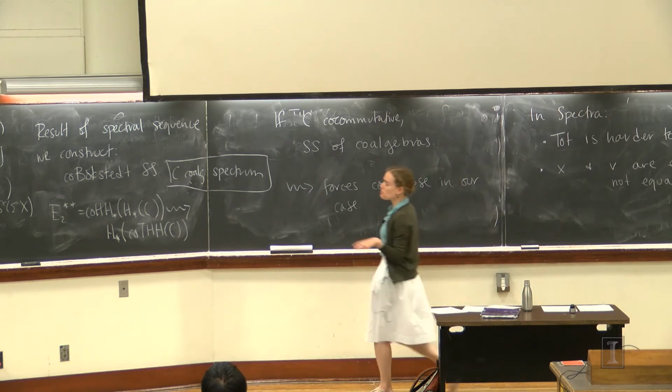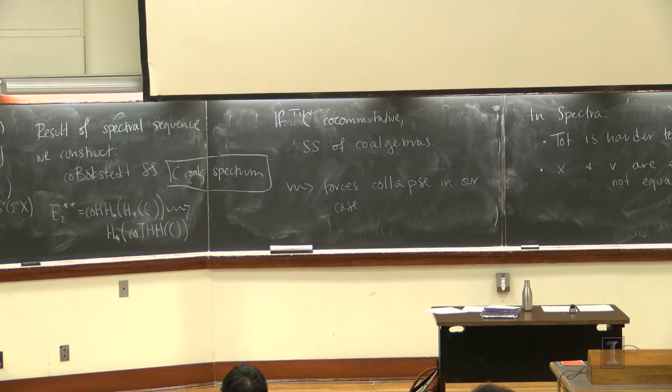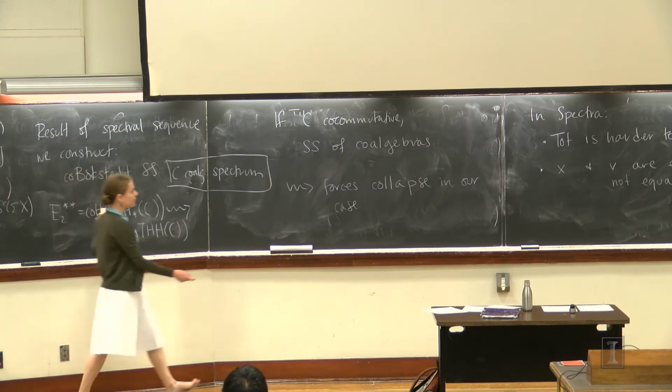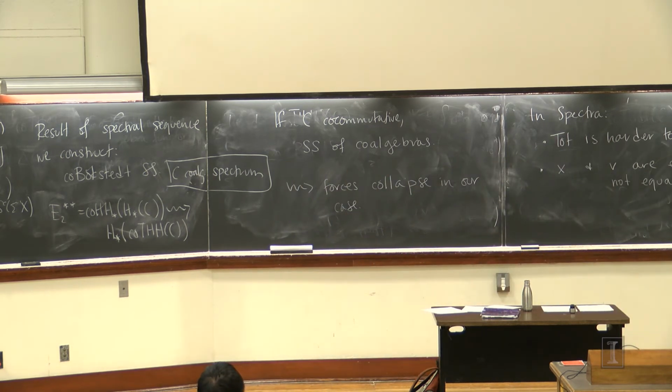And so really what you should think is that what we're computing as the homology of the CoTHH of my co-commutative coalgebra is actually what you would get in the E2 page. This is the co-Hochschild homology of this coalgebra way over here. This is its co-Hochschild homology, and so this spectral sequence is collapsing, and you can tell what's going on there.